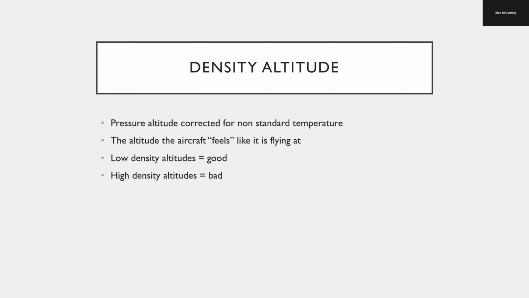A high density altitude, so let's say it's a 5,000 foot density altitude, is a bad thing, right? If we're taking off and the aircraft is going to fly like it's at 5,000 feet when we're on the ground, that's not a good thing. The aircraft is not going to perform as well as we would like it to. So remember, the density altitude is the pressure altitude corrected for non-standard temperature. The biggest thing that is going to affect the density altitude is temperature, right? Higher temperatures, which we'll talk about in a second, are going to give us higher density altitudes. Lower temperatures are going to give us lower density altitudes.